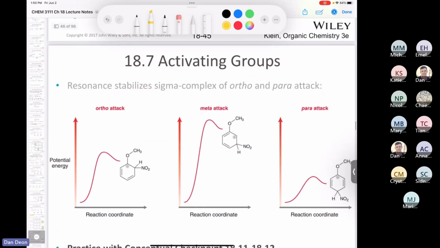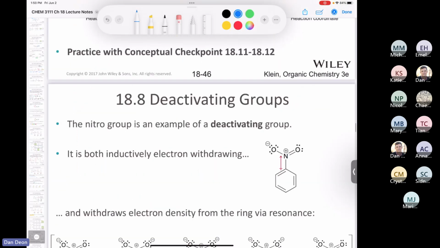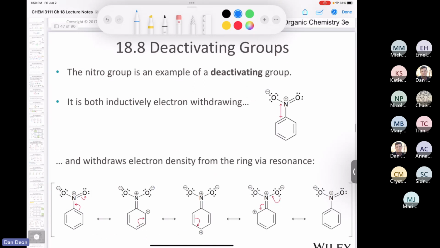So that answers that. Again, for my graph people, here it is. If you look at the energy of activation for the meta attack, here it is right here. This is our activation energy for meta attack. You see it's much higher than that for ortho and para attack, much, much higher, okay? And so we have a huge difference here, and that's why the attack preferentially occurs in ortho or para positions. All right, deactivating groups.